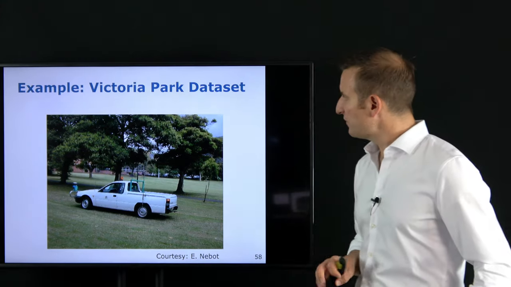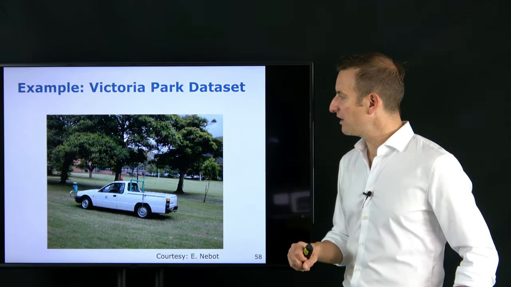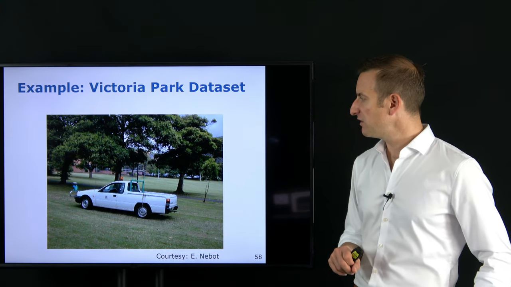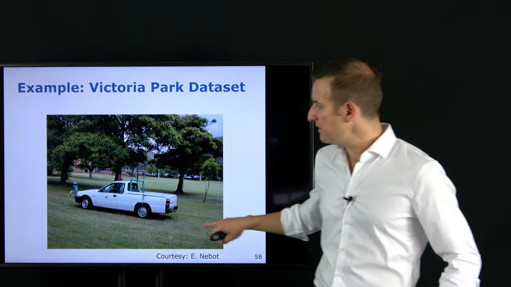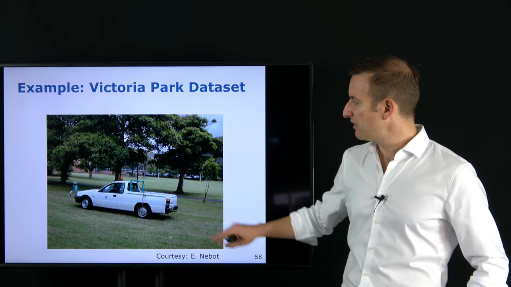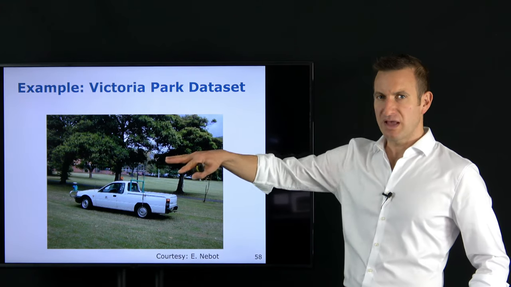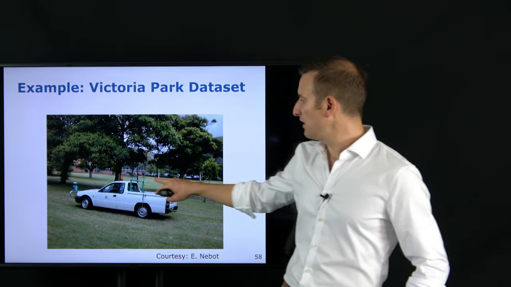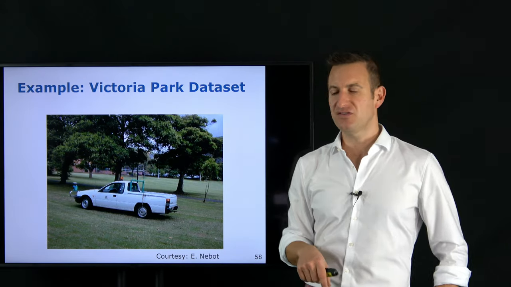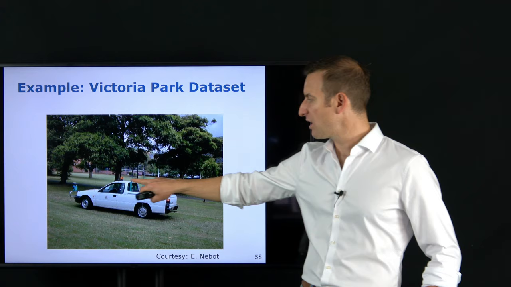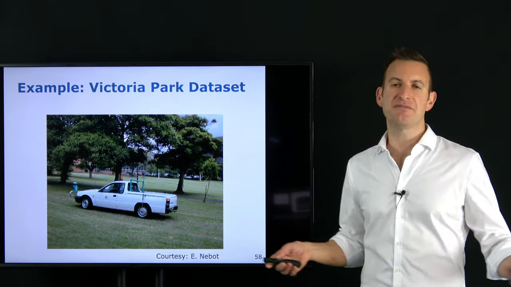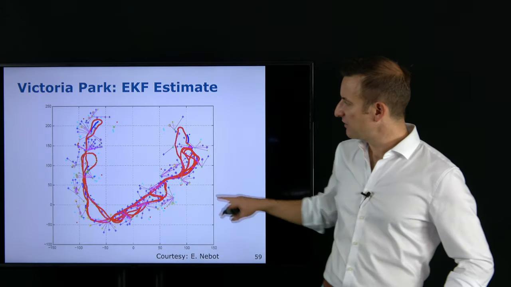Okay, just a few examples now. This was one of the very famous examples called the Victoria Park dataset, recorded in Sydney in Victoria Park, with a vehicle driving around, and a laser scanner sitting in front of the vehicle, scanning a 2D plane at this height. As features, the trees were used, extracting the trunks of the trees, and these generated the features. By driving around with this vehicle through the environment, you could build a map of the trees in the environment.